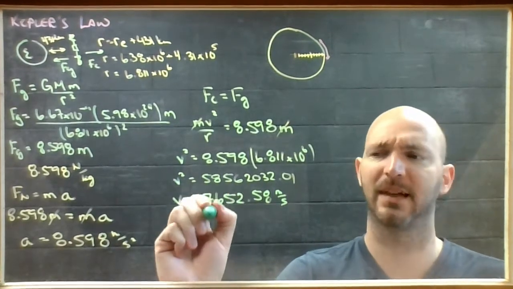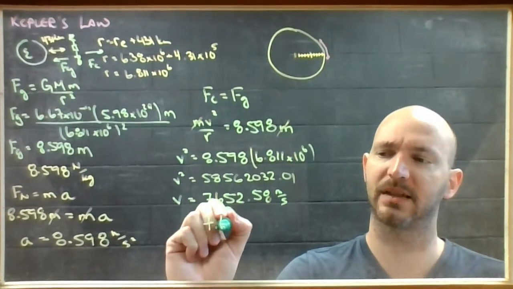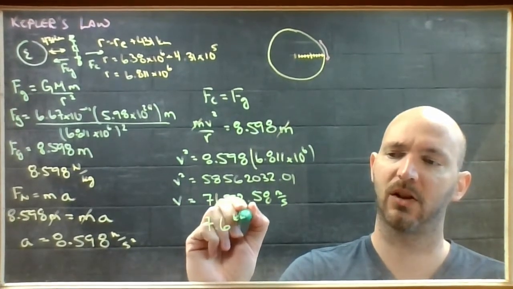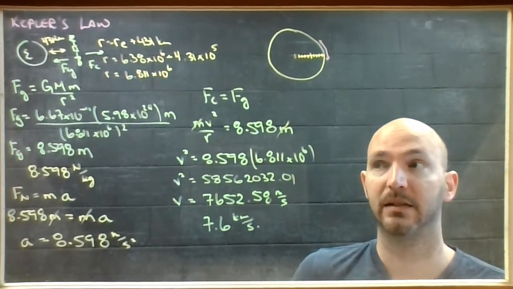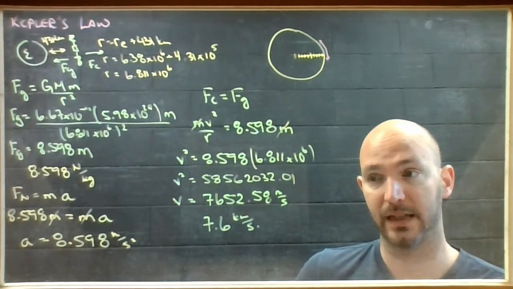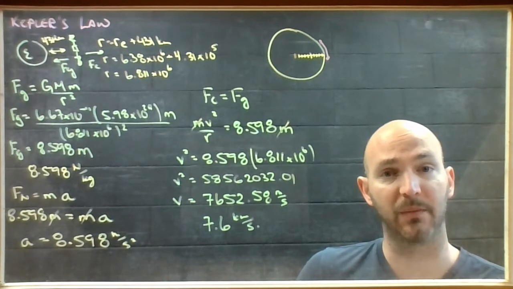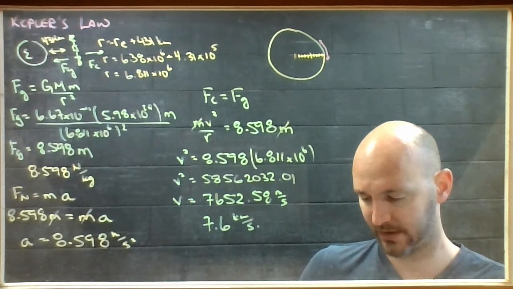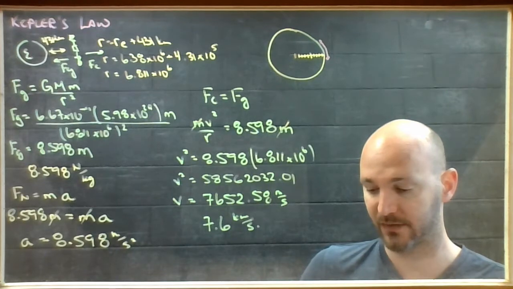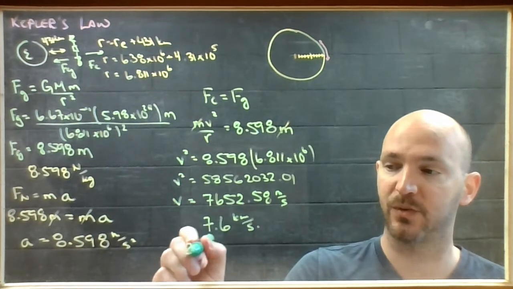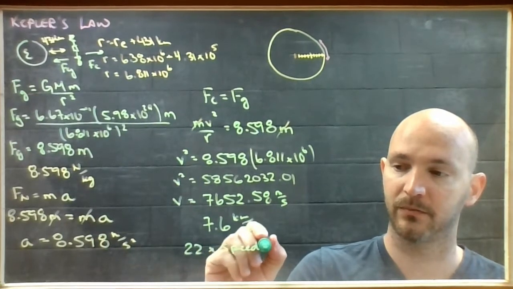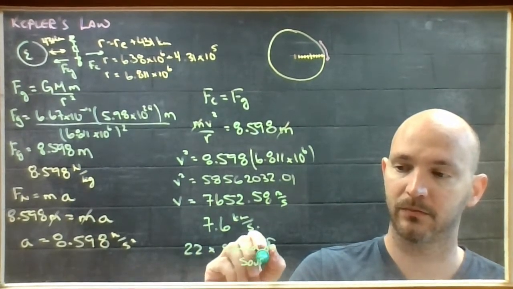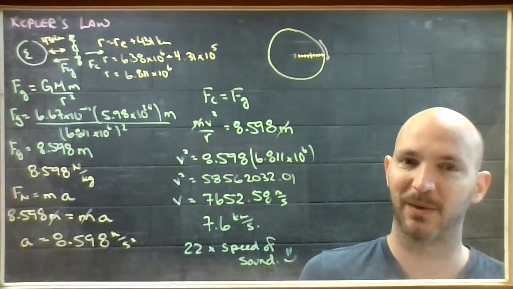So that's 7.6 kilometers per second. That's very fast. The speed of sound in air is 343 meters per second. So if I just divide this by 343, just for scale, that's 22 times the speed of sound. Smiley face for that one.